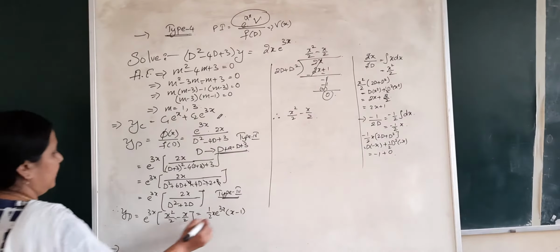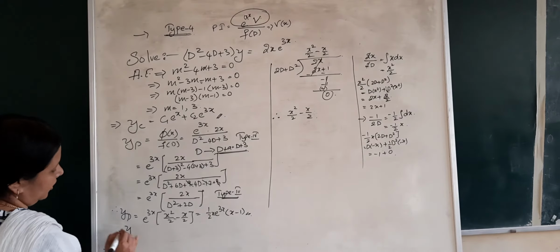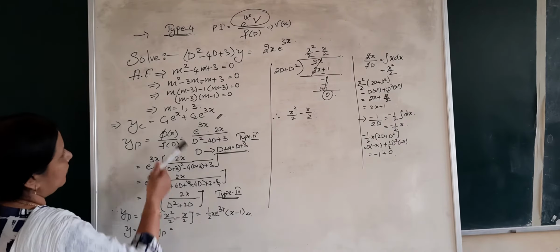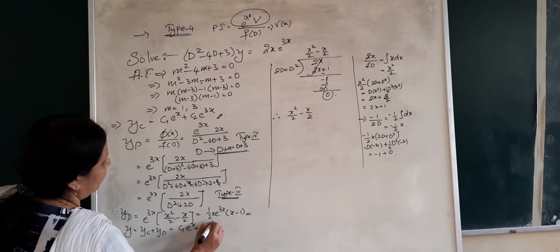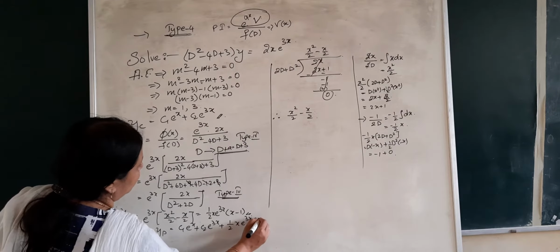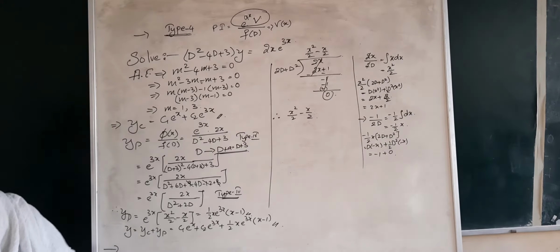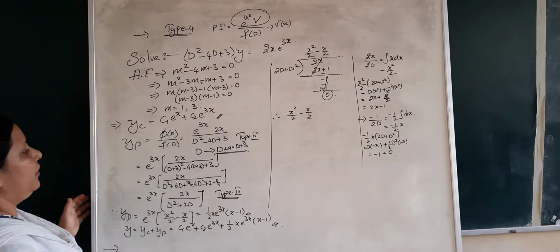This is the required yp for the given differential equation, and our final general solution is y equals yc plus yp, that is yc equals c1 e power x plus c2 e power 3x, plus 1 by 2 times x e power 3x into x minus 1. Understood guys? So this is how you solve. Let us see one more problem in the same pattern, where we use type 3 along with type 4.